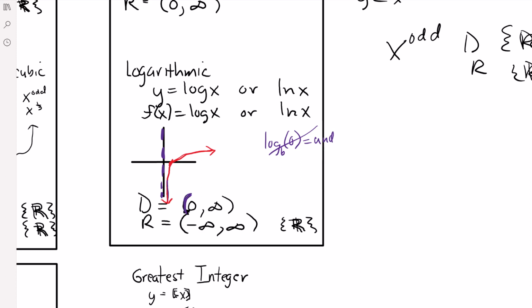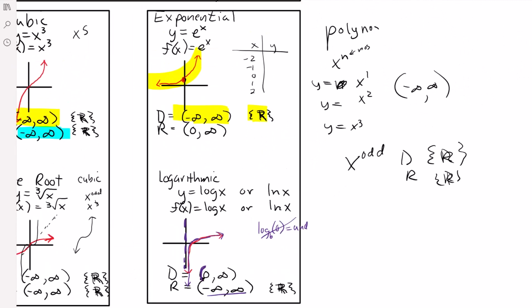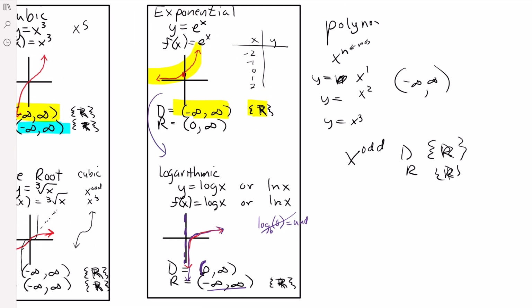But notice the range. Even though it looks like it's going only sideways, it's slowly, infinitely going up, and it's quickly, infinitely going down. So all reals. And remember, the log and exponents, they're inverses. And if I say this is the range, now I'll call this the domain, and this the range. Look at, they're inverses of each other.